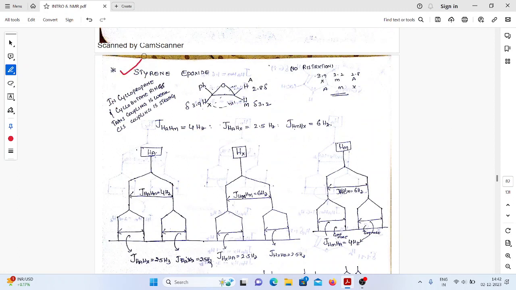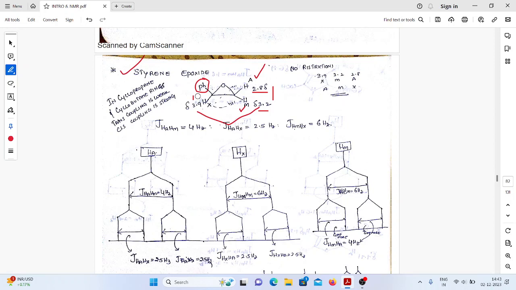See this one. This is one example. Styrene oxide. In styrene oxide, we are not talking about the benzene protons. Remember that, right? Our concern is what? These three ring protons. See, the chemical shift values are 2.8, 3.2, and 3.9. If you see, the difference is not large. That's why we have given A, M, and X. So what is the splitting pattern in such cases? That is very much important.